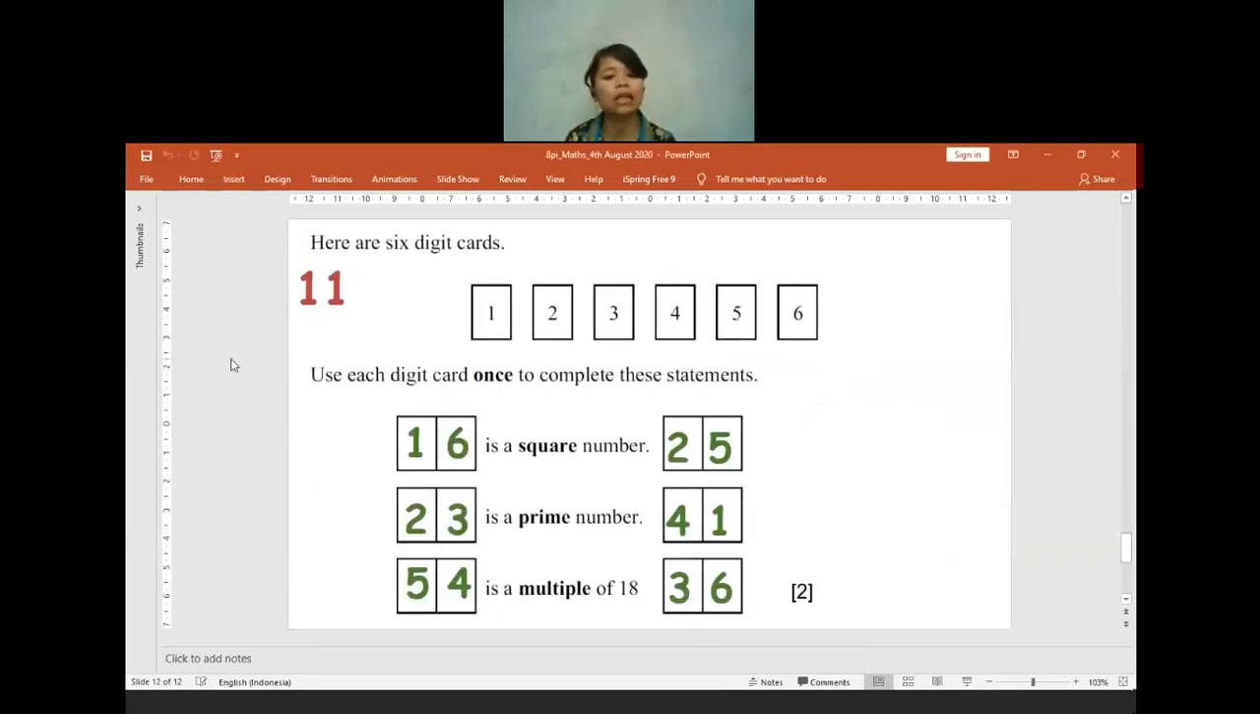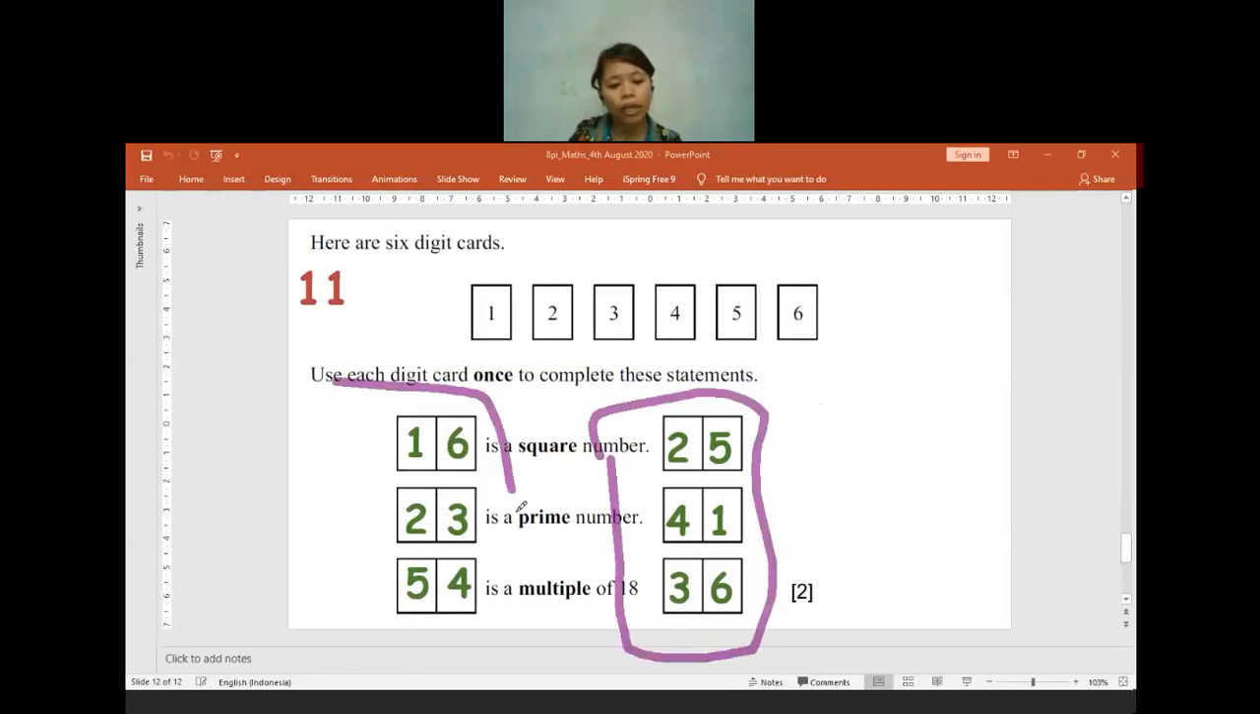Use each digit card once. So it means your card can only be used one time. You don't have to find all of the possibilities. You only have to find one combination. No need to find all of the combinations, because if you find all of them, later you will be using your card twice or maybe 3 times. So just find one combination. You can use this first combination or this second combination.